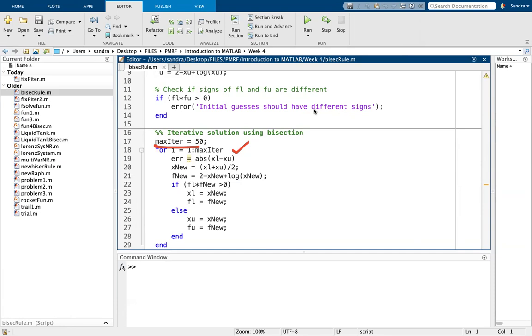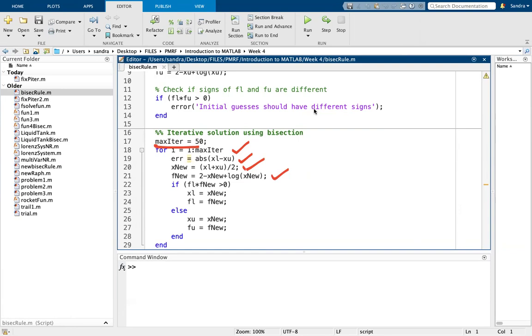My error is the absolute difference between the two brackets. Now what is my x new? That is the midpoint of the two brackets, that is xl plus xu divided by 2. Now I calculate the function value at the midpoint. So this is the function value at the midpoint: 2 minus x new plus log of x new.